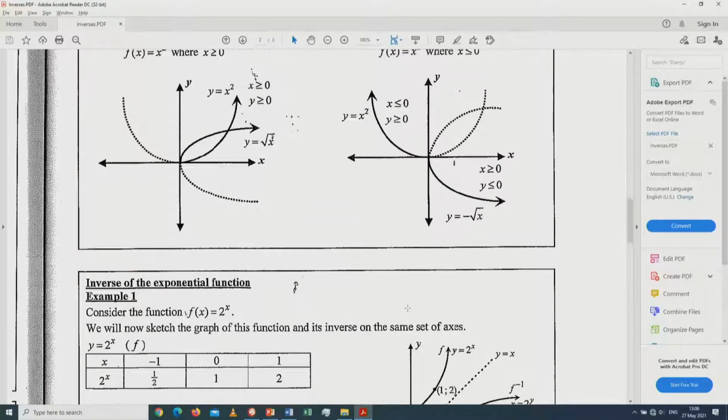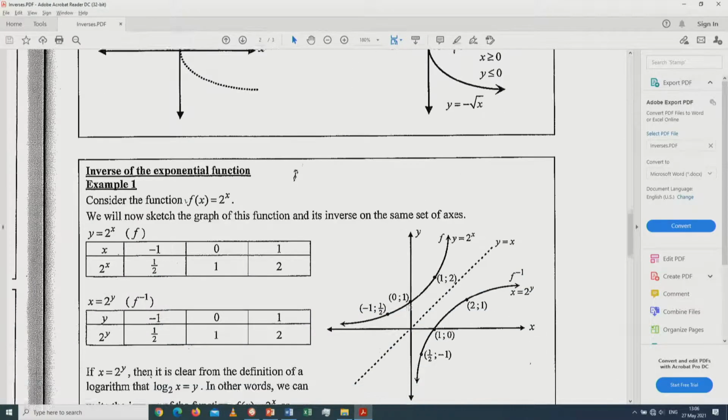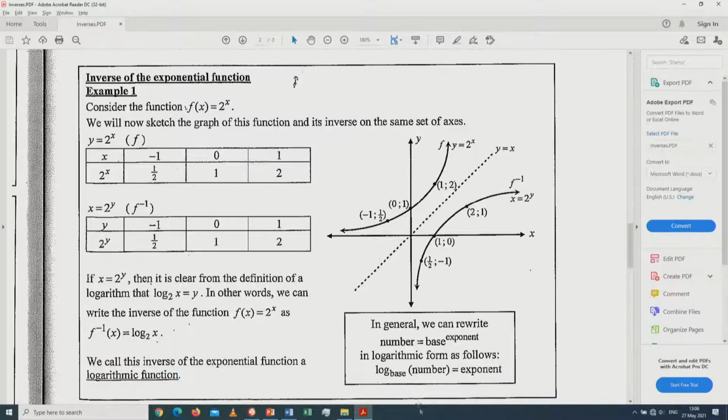That was a bit on quadratic. Check exponential. The table method is used to sketch the graph. See, this is the graph. Y is equal to 2 exponent x.